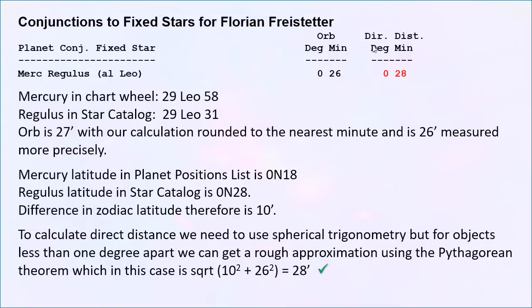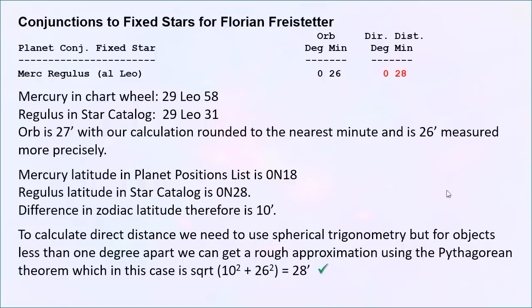So if we look at Florian Freistetter, if we look at the chart wheel, we will see that Mercury's at 29 Leo 58. Regulus in the star catalog is 29 Leo 31. 29 Leo 58 minus 29 Leo 31 is 27 minutes. You can get a 1 minute rounding error. It's actually 26-minute orb. The latitude of Mercury is 0 north 18. The latitude of Regulus for this person is 0 north 28. In other words, it's only a 10-minute difference in latitude.